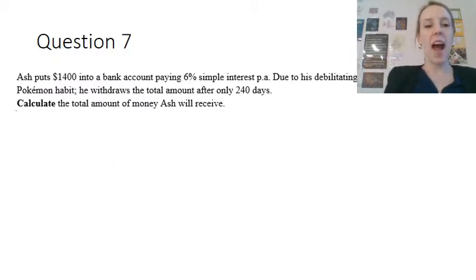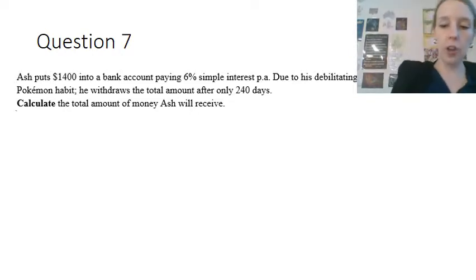Question 7, Ash puts $14,000, no he doesn't, he puts $1,400 into a bank account paying 6% simple interest per annum. Due to his debilitating Pokemon habit, poor Ash, he withdraws the total amount after only 240 days. So calculate the amount of money Ash will receive. So Ash is looking at simple interest there. So let's work out what we need there. So what do we know?